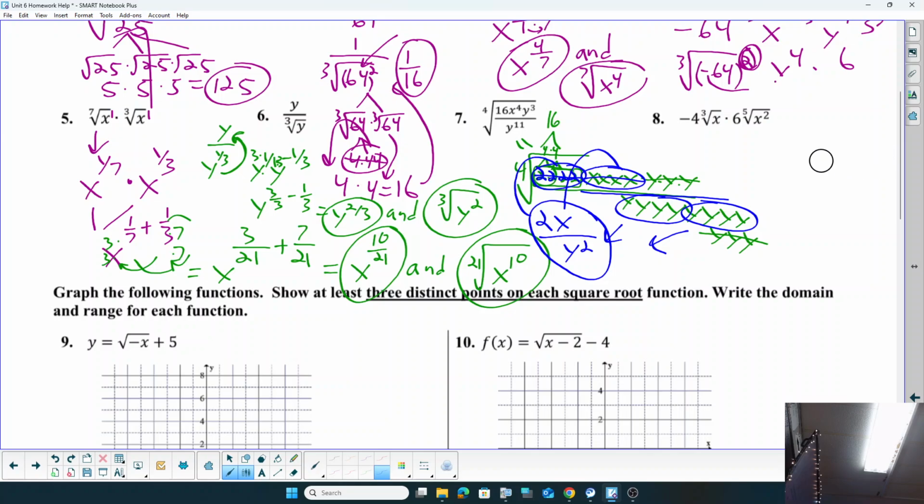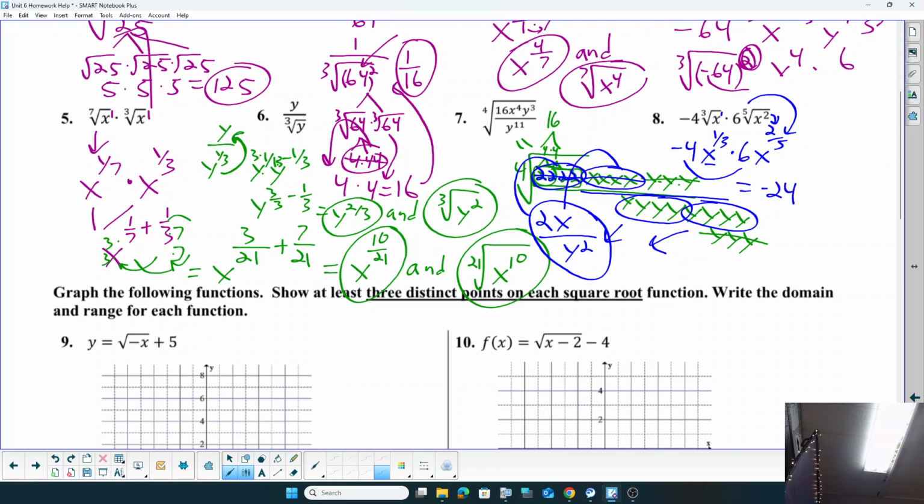So, let's try to turn them into fractions, if possible. We have x to the first power. So that's negative 4x to the 1/3 times 6x to the 2/5. And now we can multiply the numbers. So negative 4 times 6 equals negative 24.